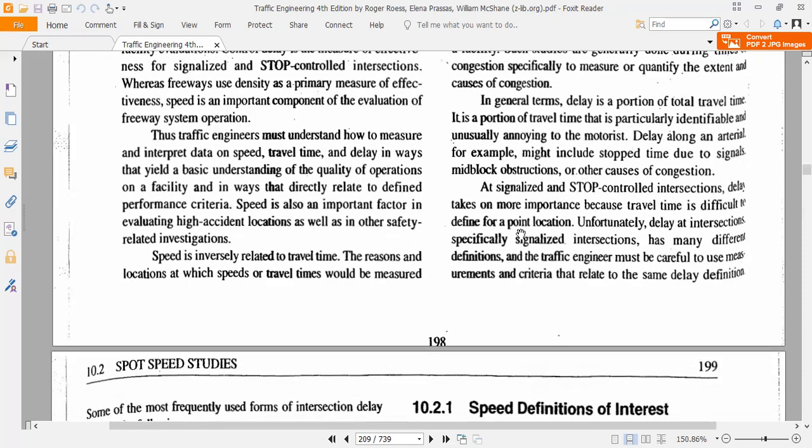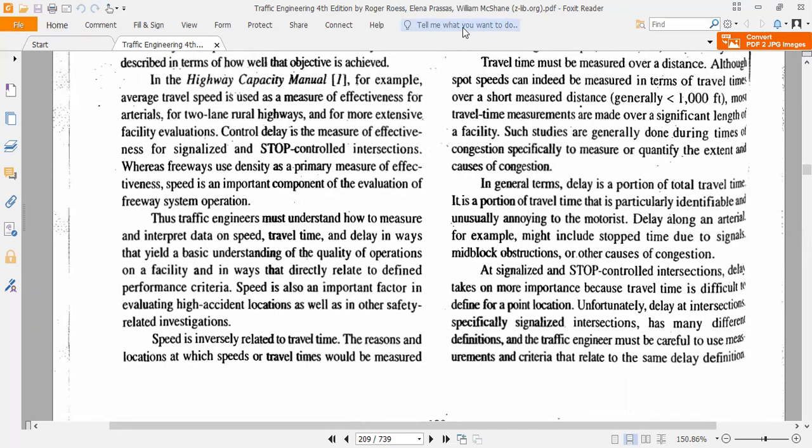At signalized and stop control intersections, delay takes on more importance because travel time is difficult to define for a point location. You cannot define travel time for a point location, it is always between two separate points. But they have said that it must be measured over a significant length of a facility.